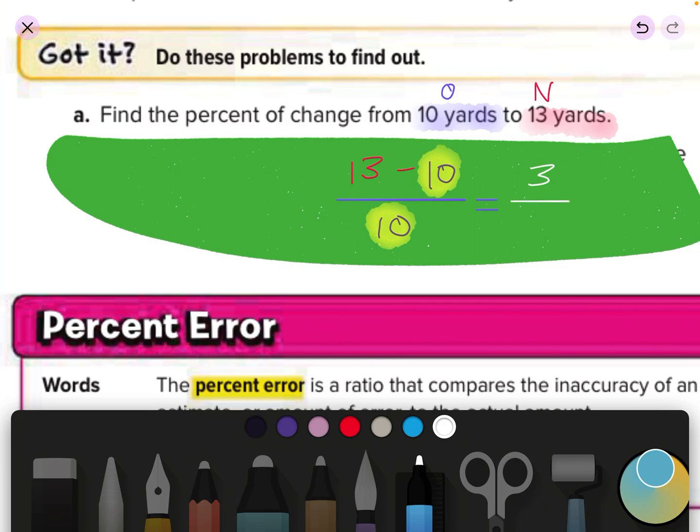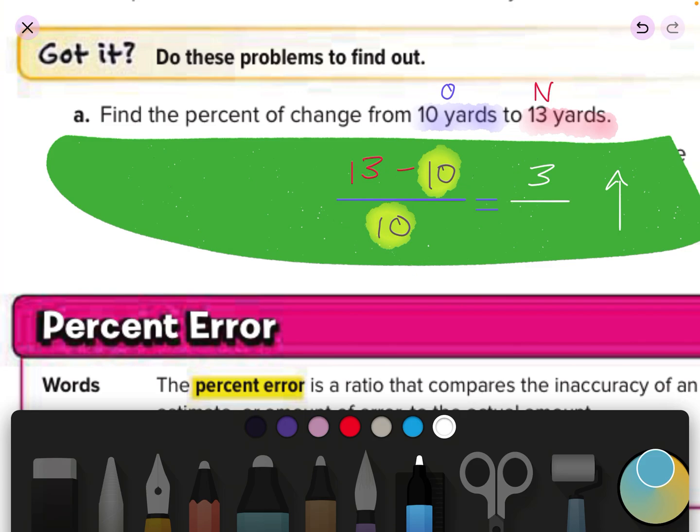It's changed 3 yards. Now, did that amount of change increase or decrease? We know that it has increased. It went up, right? It has increased from 10 to 13. So if it gets bigger, then it's an increase. If it gets smaller, it's a decrease. And that's as simple as that.